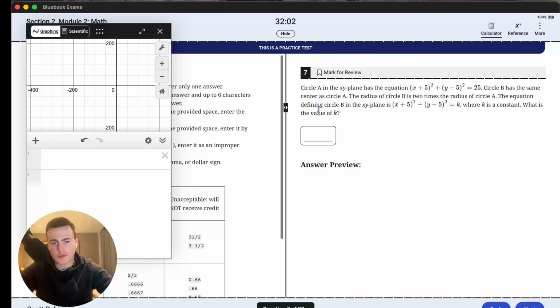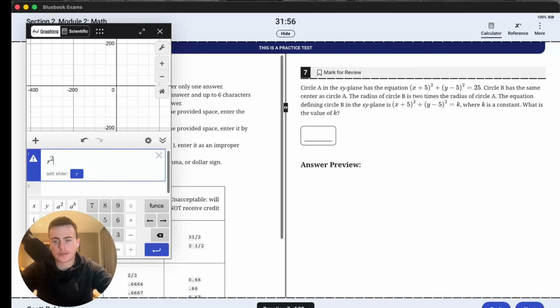Circle A is this equation. Circle B is the same center. The radius is 2 times the radius of A. So let me find the radius of A. The last number is r squared. So r squared equals 25, which means the radius is 5. The radius of B is 2 times the radius of circle A, so the radius of B is 10.